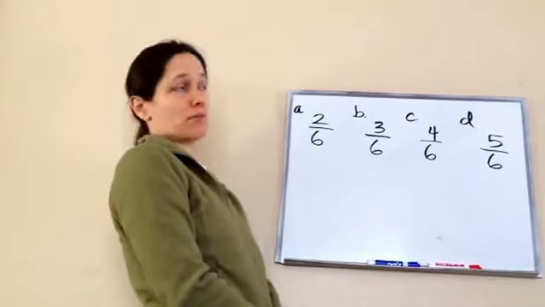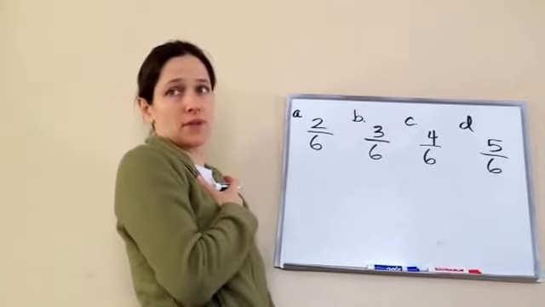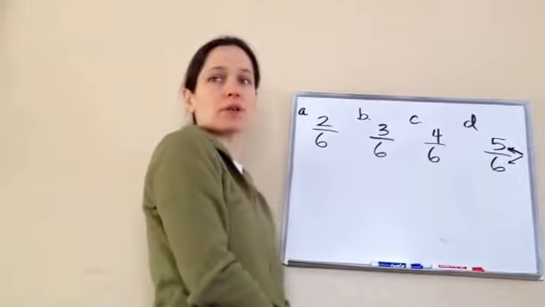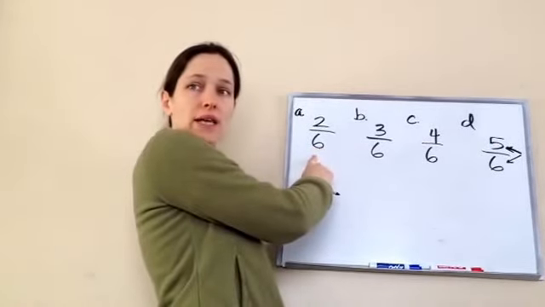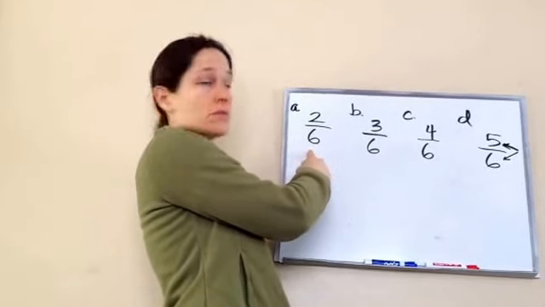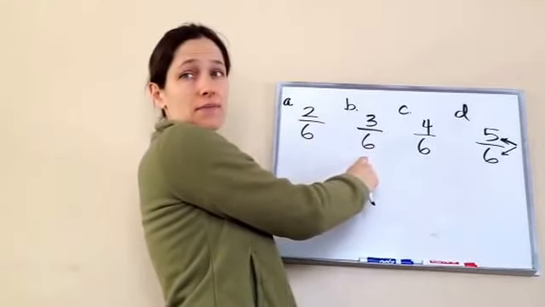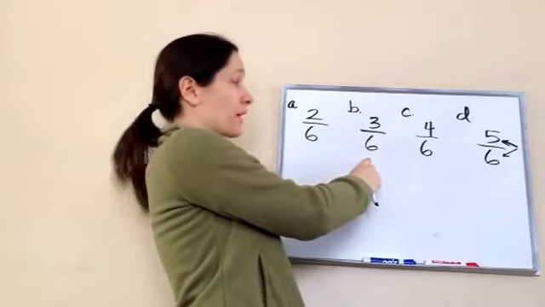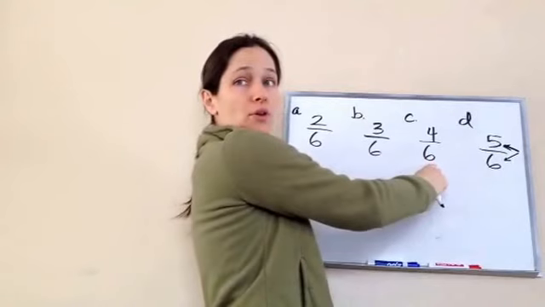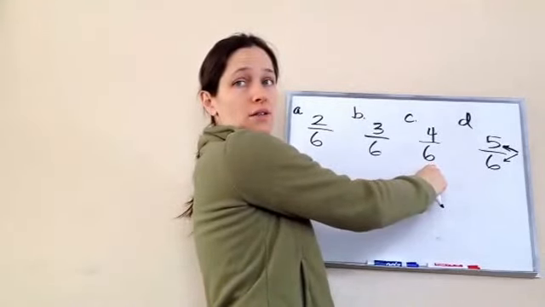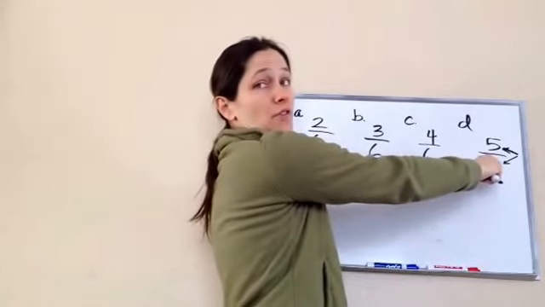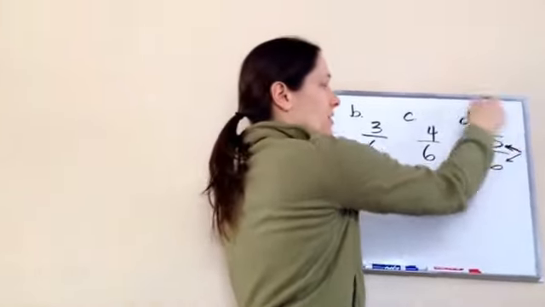Okay, but I'm talking about reducing. Is there a number that can go into both 5 and 6 to reduce it? Is there a number that will go into both 2 and 6? Yes, they're even numbers. 2 will always go into it. 3 and 6? 3 will go into 3 one time, and 3 will go into 6 two times. That reduced it. A number that will go into both 4 and 6? 2. And a number that will go into both 5 and 6? No. So this is your answer.